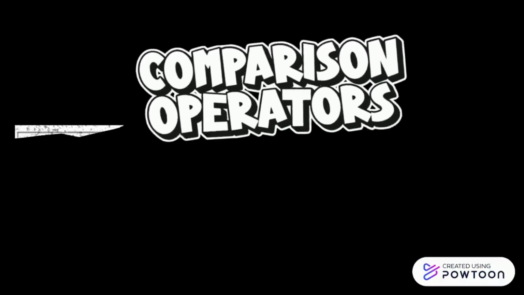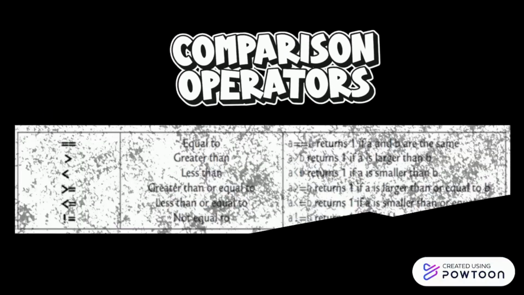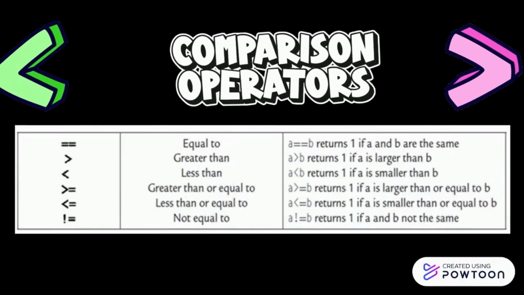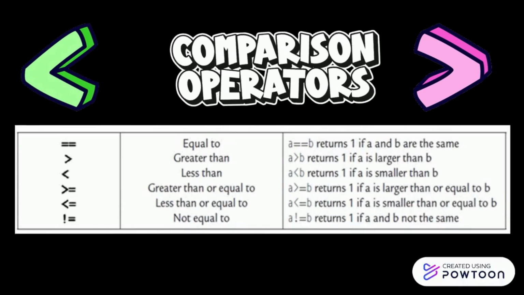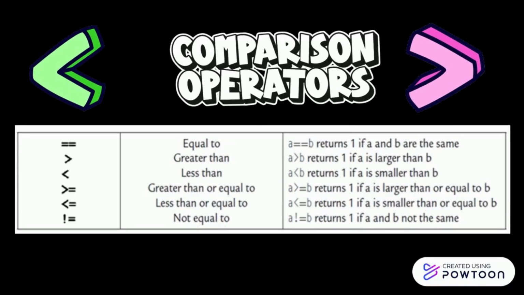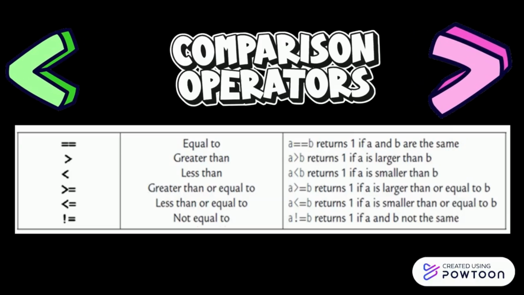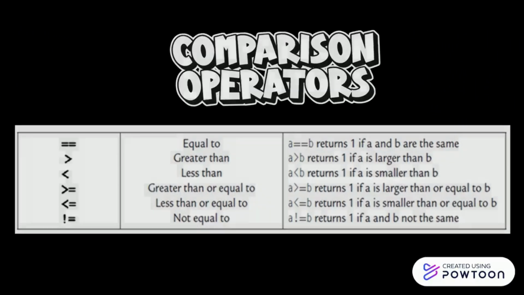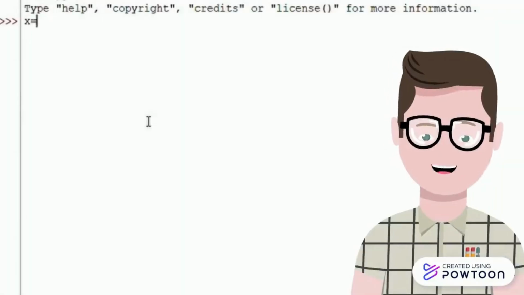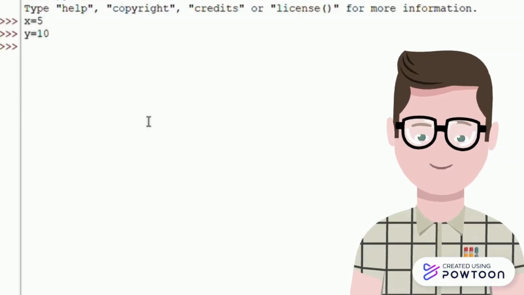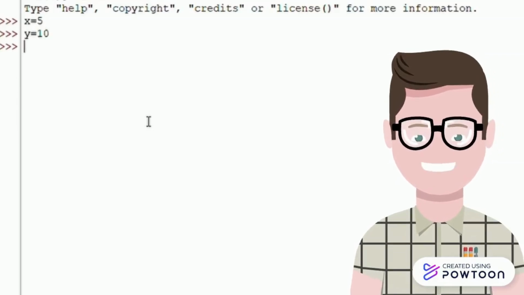Comparison operators in Python, also sometimes called relational operators, are fundamental for making conditional statements in your code. They compare the values of two operands and return either true or false based on the comparison. Let's explore its mystery through coding. Our x has the value of 5, and y has the value of 10. Now let's check the operators.